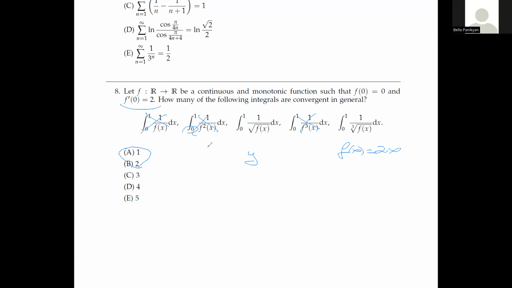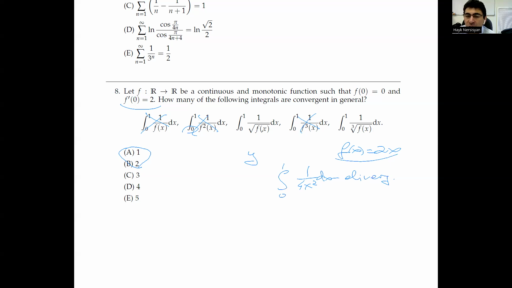And let me say why we eliminated the second one. If we are choosing f(x) as 1 over 2x, then 1 over f squared is 1 over 4x squared from 0 to 1, which is divergent. Yes, 1 over x squared is divergent near 0. Here the singularity point is near 0. Type 2 is not for that. In the same way, at this point we can't say whether we should eliminate the third or the last one, because the root of x is convergent, or the cubic root of x is convergent.